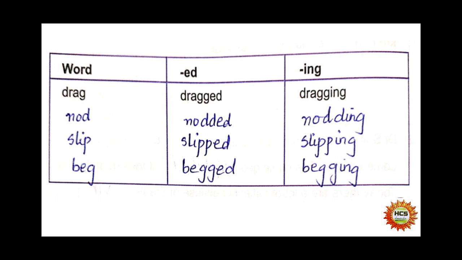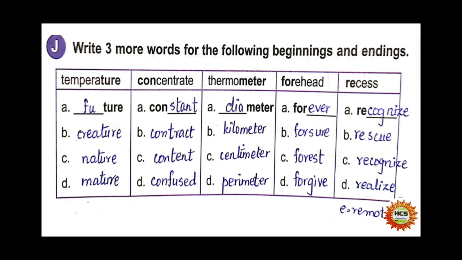Next, slip. S-L-I-P, slip. Slipped, slipping. The last letter P has been doubled. Slip, slipped, slipping. Next, beg. B-E-G, beg. Beg, begged, begging. As you can see in all these words, wherever we have added ed or ing, we have doubled the last letter.